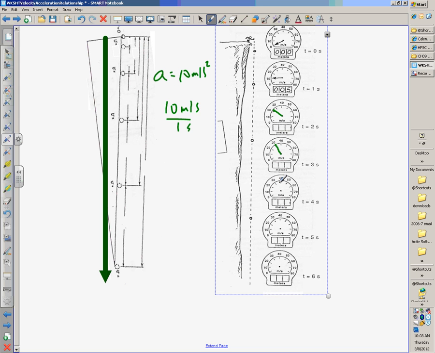After 4 seconds, 40. After 5 seconds, 50. And after 6 seconds, 60. Okay? Now, let's talk about the next part.